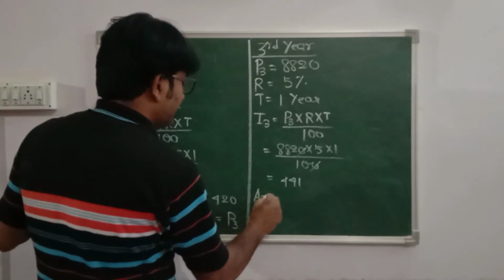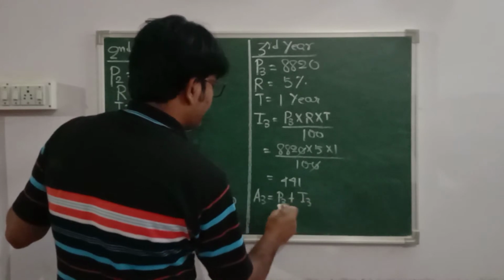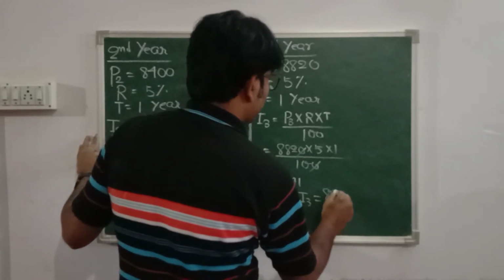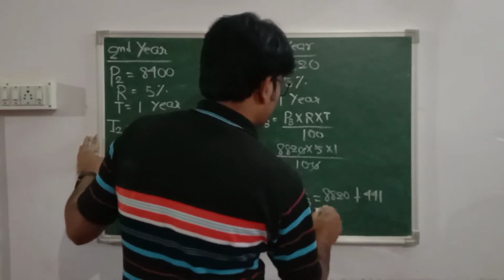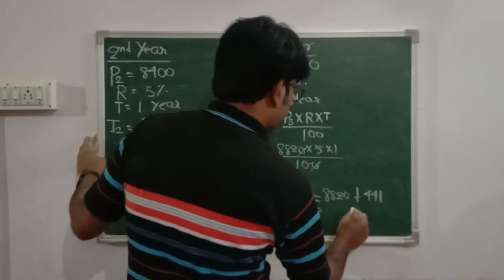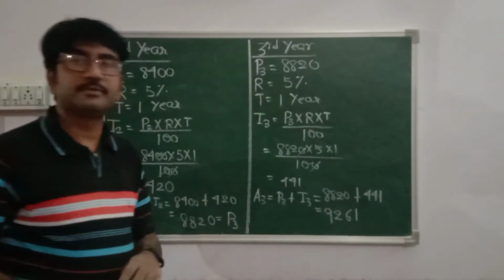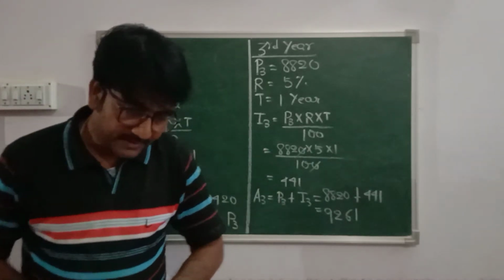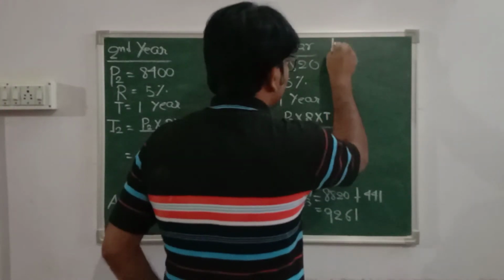So amount A3 will be P3 plus I3, and that is equals to 8820 plus 441. It is 9261. So it is 9261 is the amount after the end of 3 years. We need to find the compound interest also. So compound interest is here.